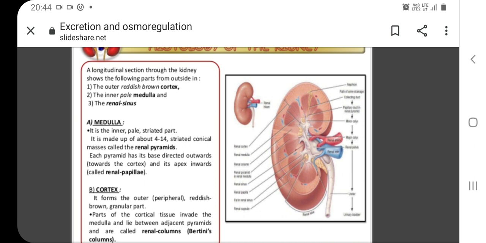Each pyramid has its base directed outwards towards the cortex and its apex inwards. The tip of the pyramid is called the renal papillae.